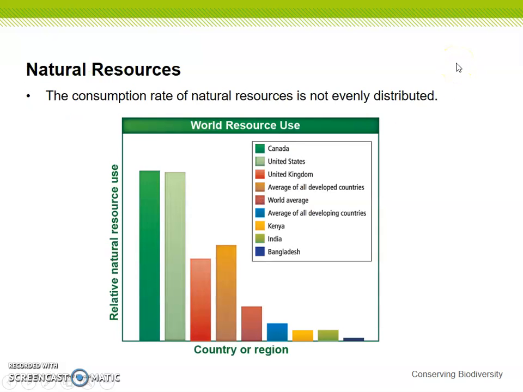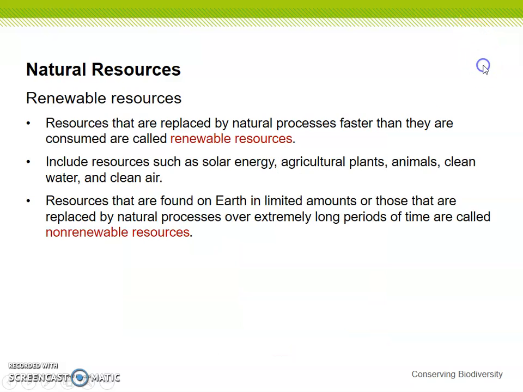Natural resources. The rate of consumption of natural resources is not evenly distributed. Each country does not use the same number of resources. Each person does not use the same number of resources. You'll notice Canada and the United States use a lot more resources than a lot of other countries in the world. Bangladesh uses very few compared to even the United Kingdom. This bar right here is the average of all developed countries. So you can see that we use a lot more than the rest of the world.